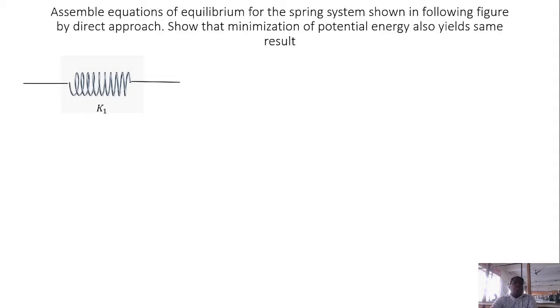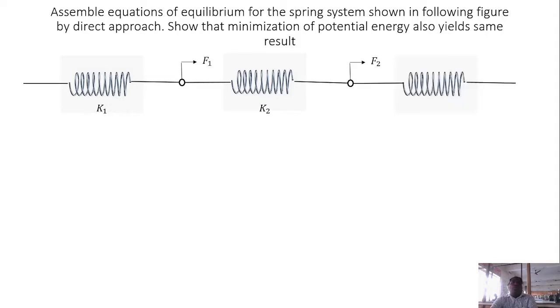Let's see spring 1. Spring 1 has the stiffness K1 and it exerts force F1. After that, spring 2 also has its own stiffness, which is denoted K2, and it exerts a force F2. And spring 3 also has its own stiffness, which is K3, and it exerts the force F3. Likewise, the spring arrangement is available.